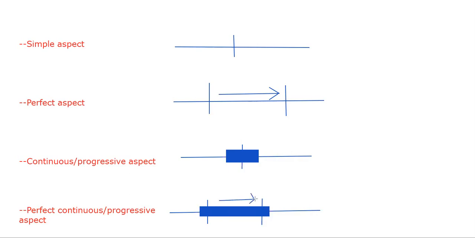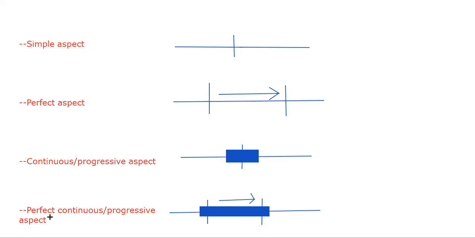So the perfect continuous progressive aspect implies that an action started at one point and led up to another, but it was also ongoing. It's hard to explain, but it's essentially a combination of the second and the third aspects. So you have an action that's in progress, but it wasn't an action that took place at a certain point in time.